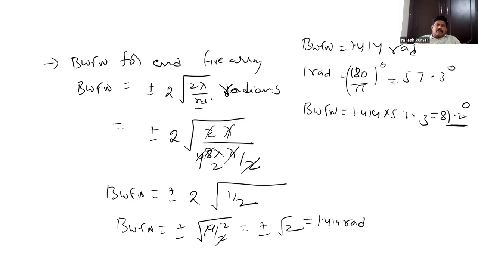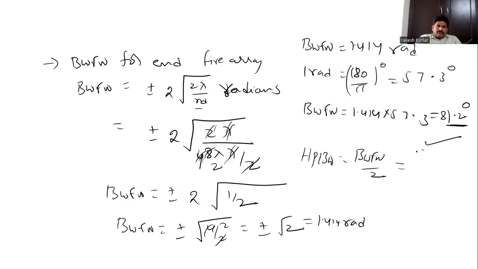2 lambda by N d, N is 8. Sorry, I went wrong. Here lambda got cancelled and 2 ones 2 fours, 2 ones 2 twos. Okay, right. 1 by 2, so it is 81 point something. Similarly, you can calculate the half power beamwidth, which is nothing but the beamwidth between first nulls divided by 2. So you can divide this 81.2 by 2.